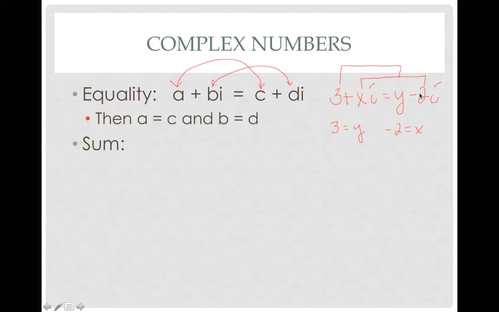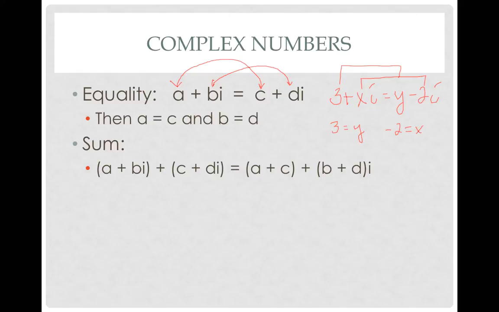If you were to add or subtract two complex numbers, you would combine the two real parts together. So notice here we get a plus c. If we have two complex numbers, a plus bi and c plus di, we would combine our two real parts, a plus c, which would get this part, and we combine our two imaginary parts, b plus d times i.